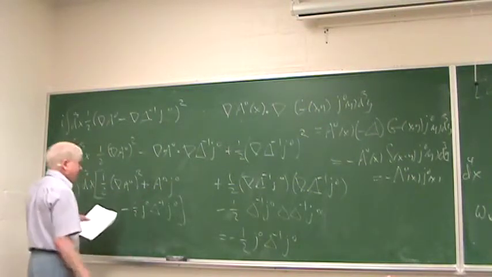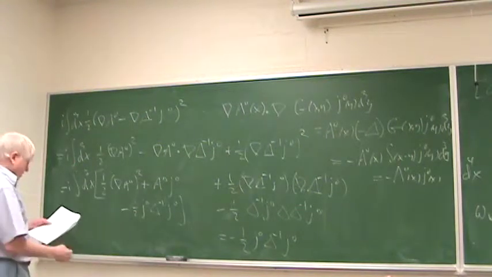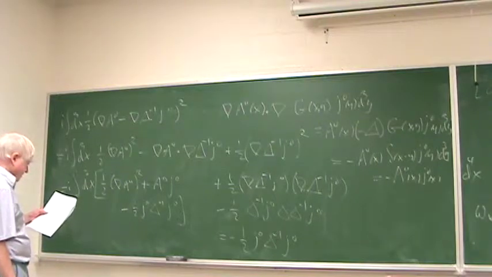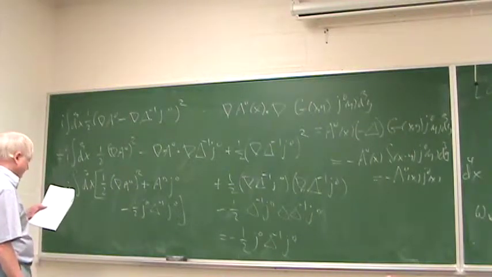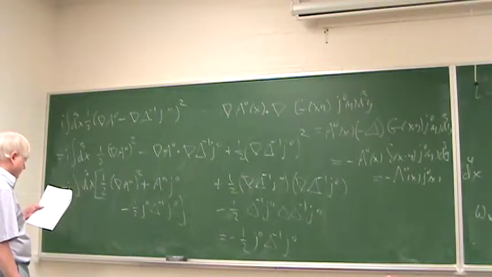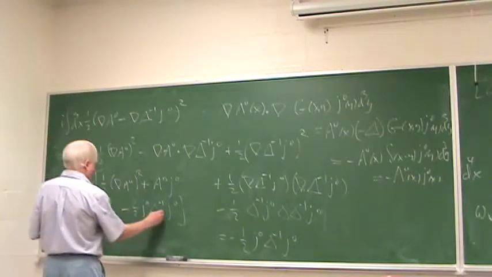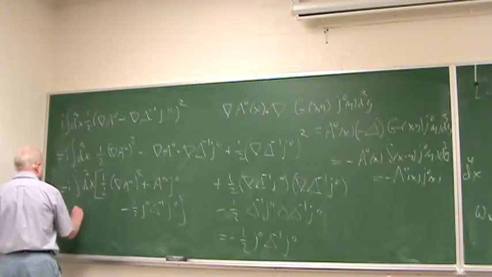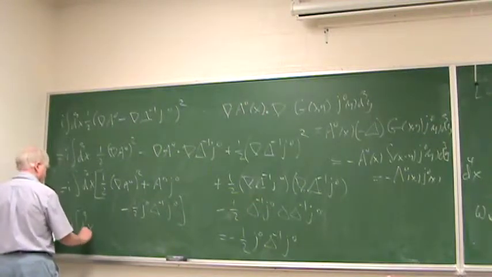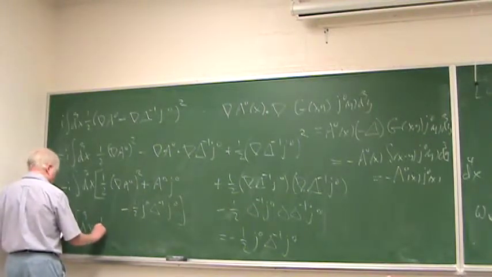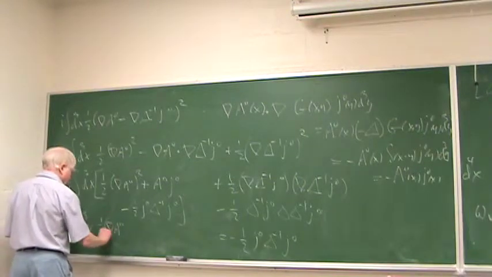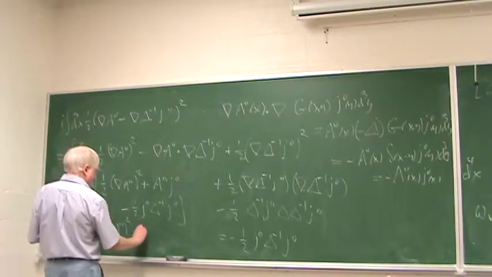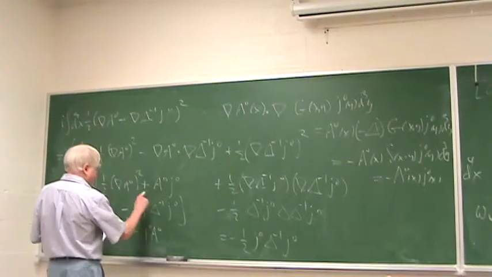Let's try to figure out which sign is right. What we want is, first of all, this term is I equals the integral d cubed x, 1/2 grad A0 squared. That's the first term. Now, in my notes, I have minus J0 A0 instead of plus.